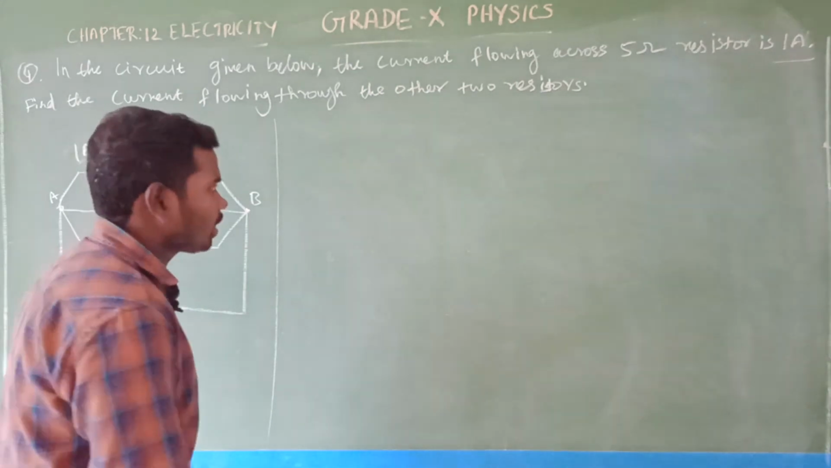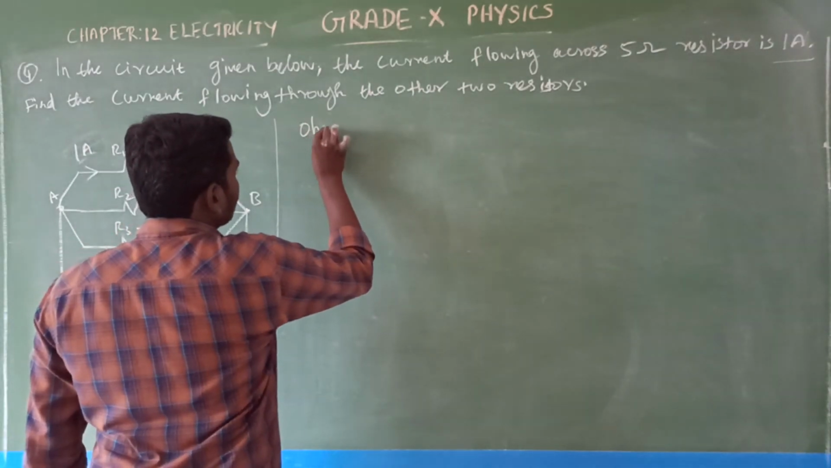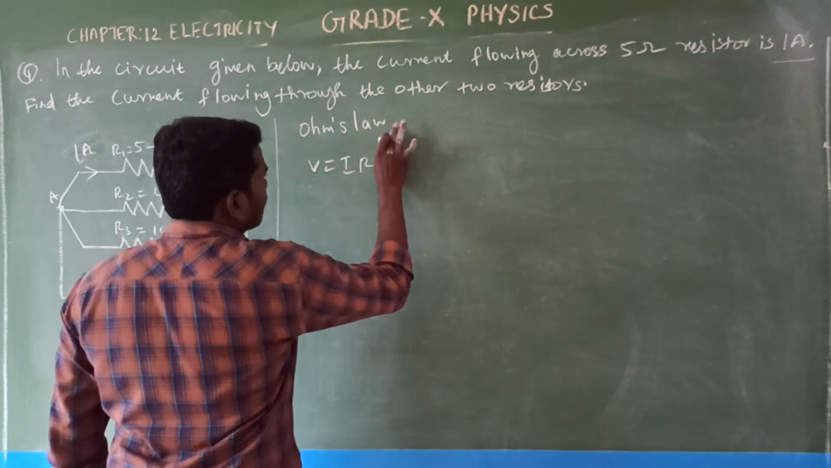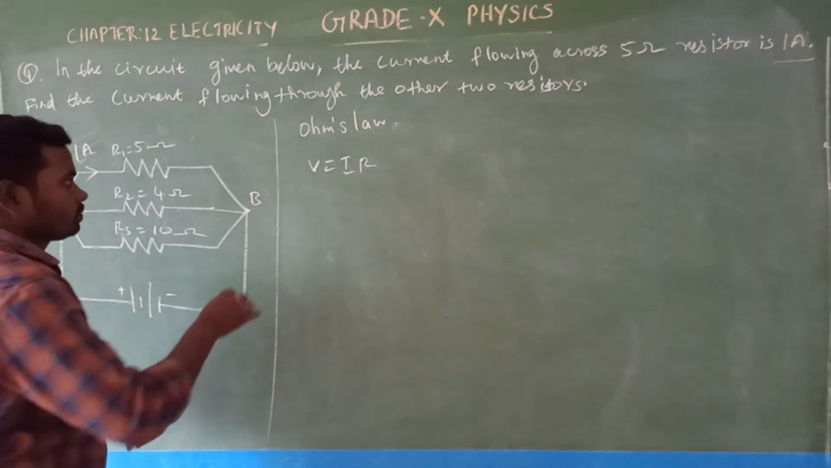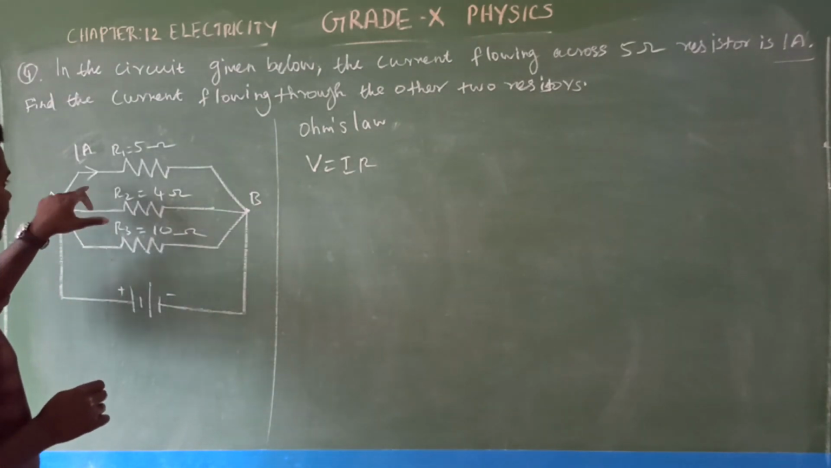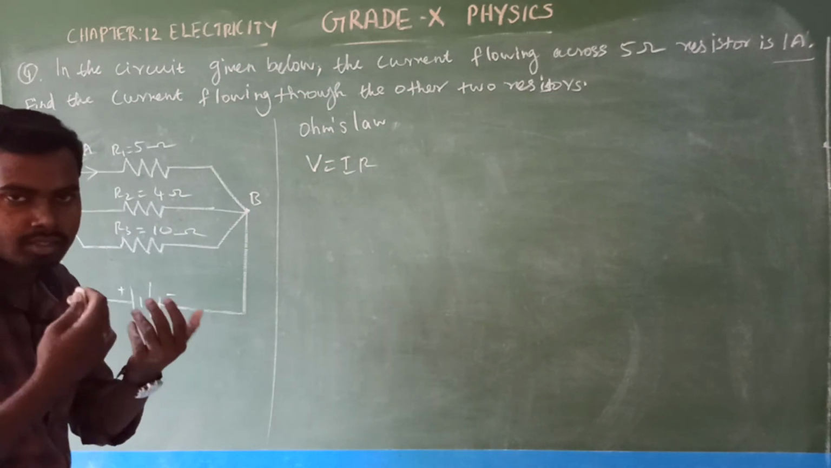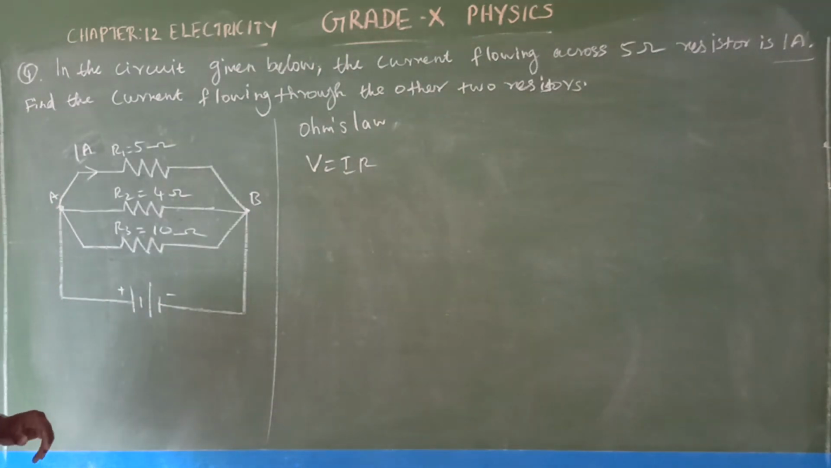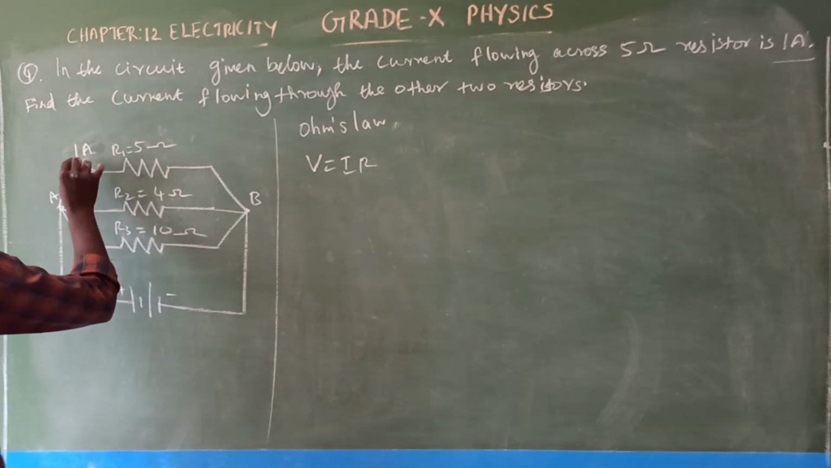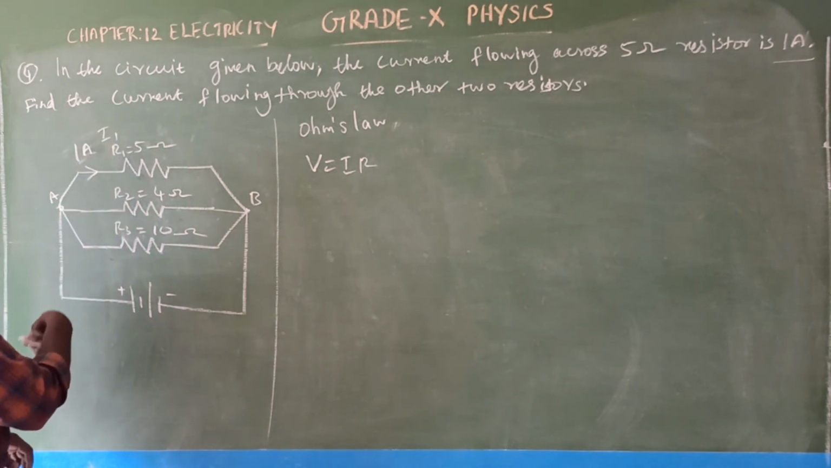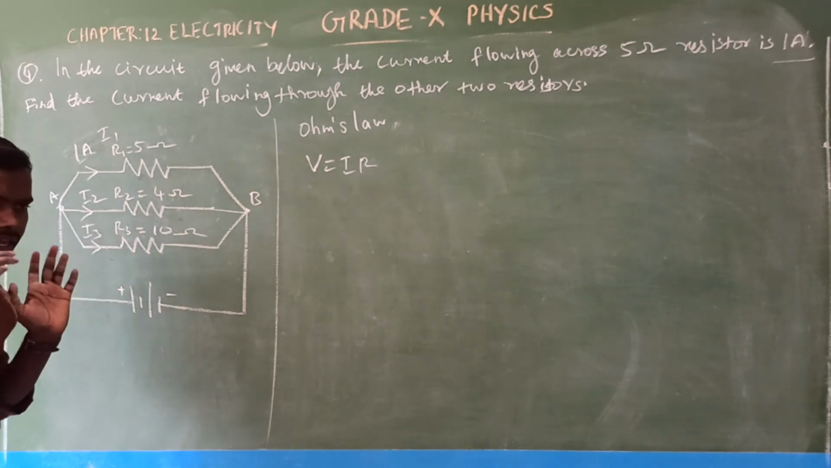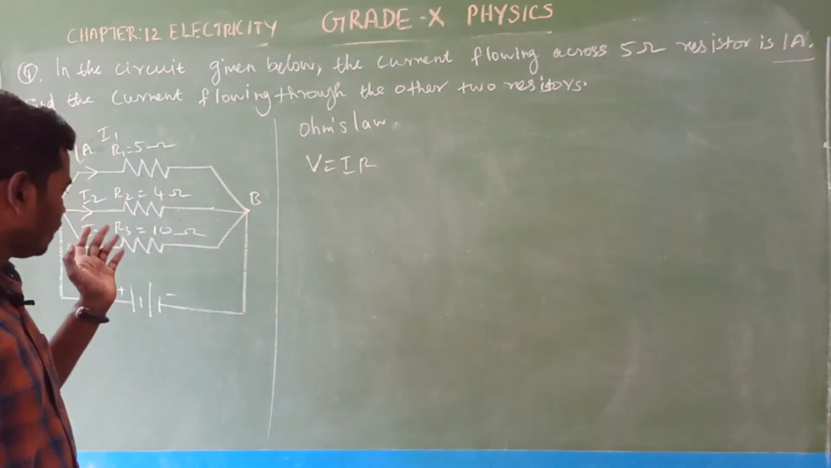Yes, obviously Ohm's law. There is no other way. According to Ohm's law, V equals IR. Am I right? Look here. Already we know, in parallel combination, current gets distributed. So across the resistor R1, I1 current is flowing. I'll write here, I1 current is flowing. Across the resistor R2, I2 current is flowing. Across the resistor R3, I3 current is flowing, because in parallel current gets distributed. Already we know very well. But voltage remains the same.